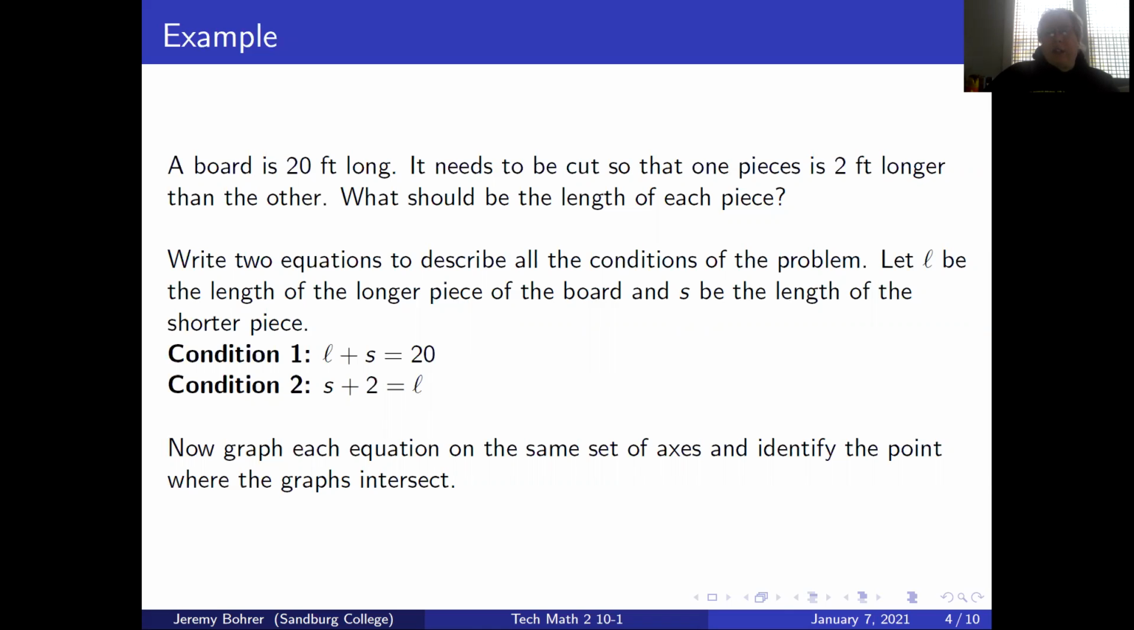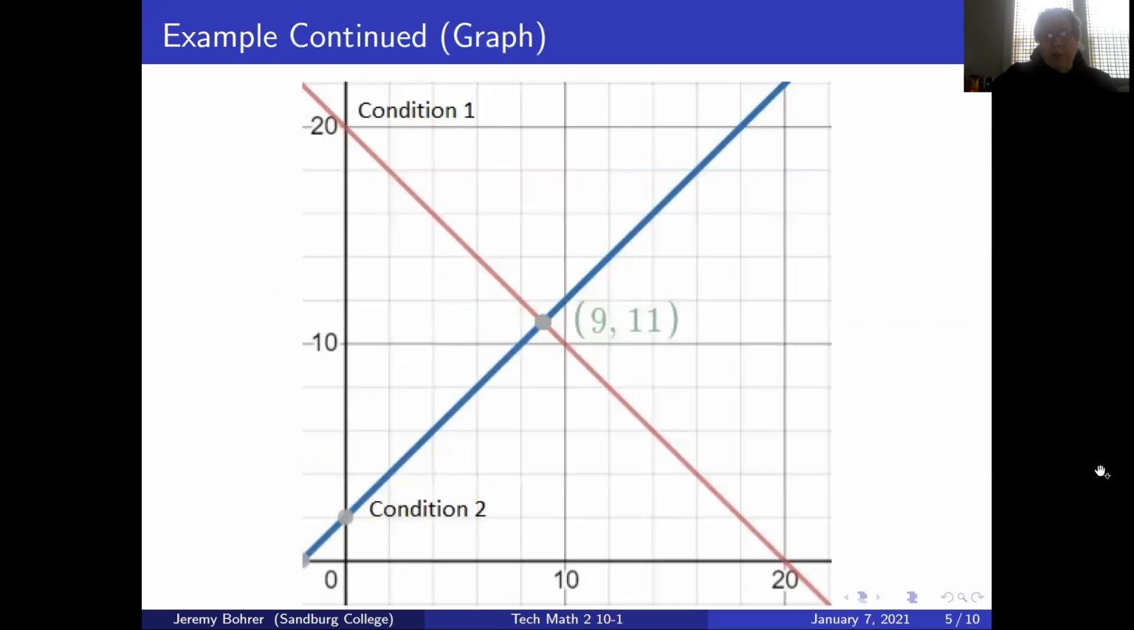Then the second equation is S plus 2 equals L, because we need one piece to be 2 feet longer than the other. Well, the longer piece is going to be 2 feet longer than the shorter piece. S plus 2 equals L. So now we graph each equation on the same set of axes and identify the point where the graphs intersect. And here is that graph.